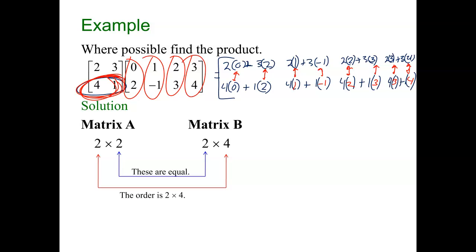Okay? So I've got 2 times 0 plus 3 times 2 is what? 6. 2 times 1 plus 3 times negative 1. I'm at the second element now here. So 2 times 1 plus 3 times negative 1. 2 times 2 plus 3 times 3. 13. 2 times 3 plus 3 times 4.